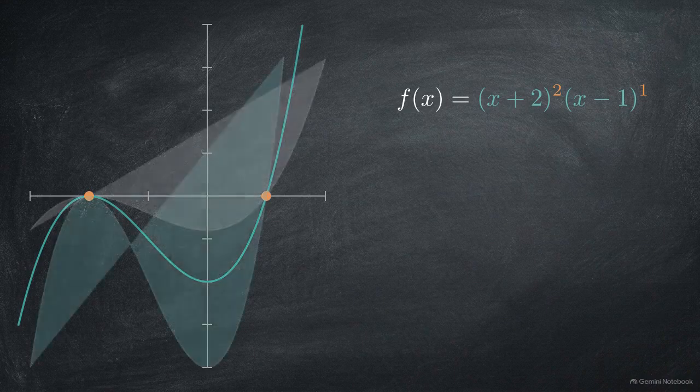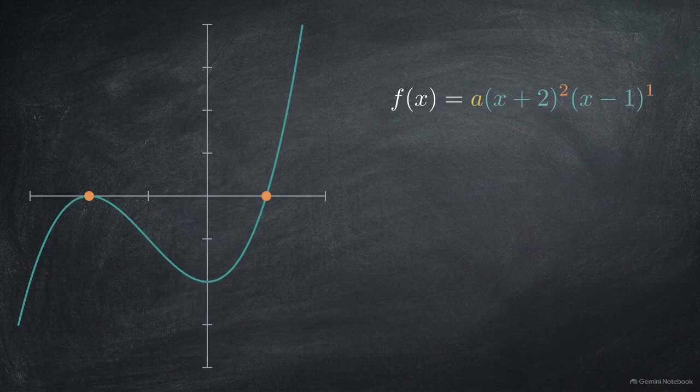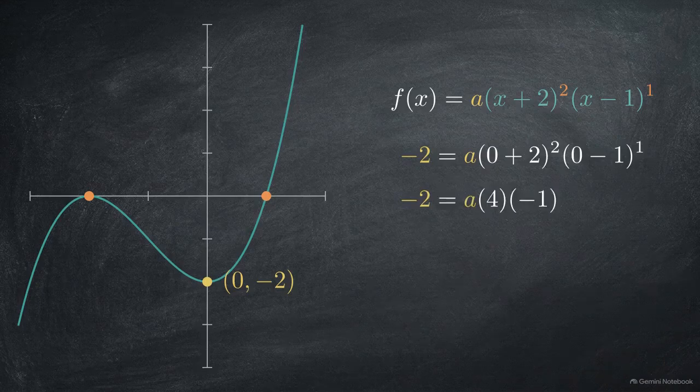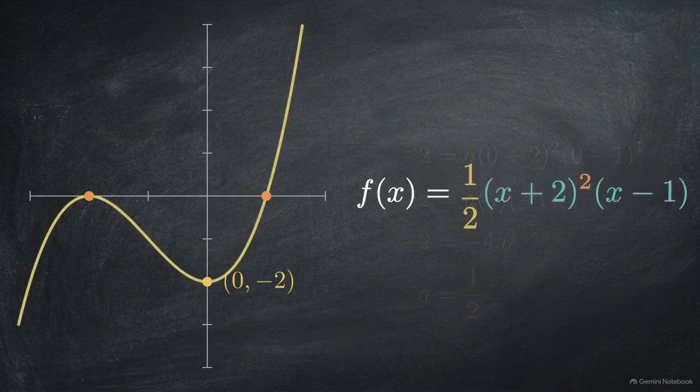This skeleton dictates the shape and intercepts, but there are infinite curves that could share this shape while sitting at different vertical scales. We must determine the specific height of the curve by applying a stretch factor, denoted by the unknown variable a. To solve for a, we pick one discrete coordinate from the visual grid, in this case the y-intercept at (0, -2). By substituting 0 for x and -2 for f(x), we find that a equals 1/2. This provides the final calibrated equation.